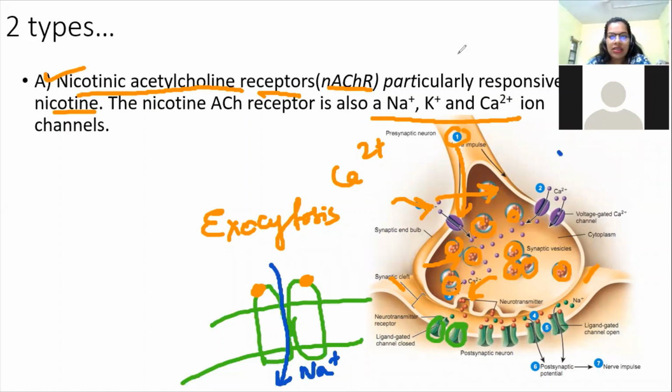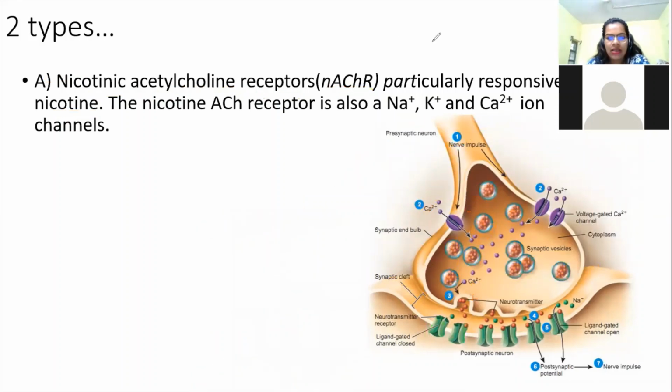Ma'am, only neurotransmitters will attach to these receptors, these ligands, and only Na plus, K plus will move inside? Yes, in the case of neurons. This is just one example. In your entire body, we have got many ligand gated channels. I'll tell you one more example.